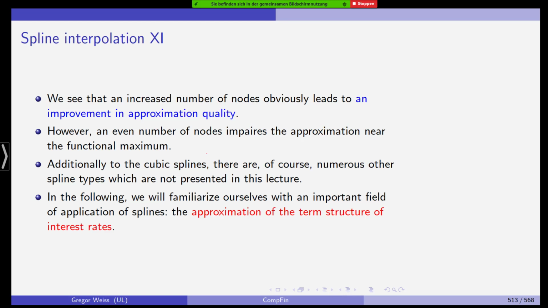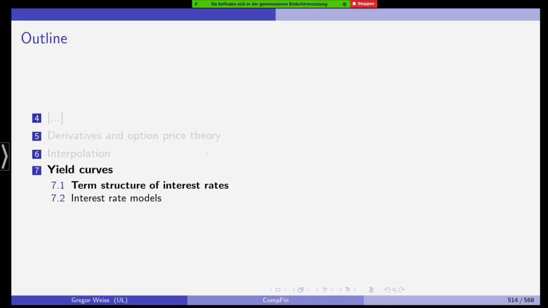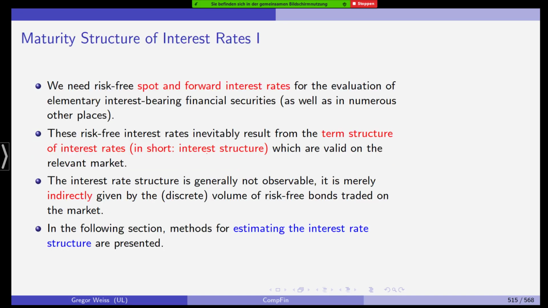And why are we looking at splines in the first place? Because they're used for approximating the term structure of interest rates. And that's what we'll discuss next: term structure of interest rates and interest rate models. Why do we need this? We need risk-free spot and forward interest rates in any context in finance. We always use them in our models, but also in practice, we are always led to the risk-free rate. When we talk about the risk-free rate, it's usually a risk-free spot rate. In reality, we usually have more than one spot rate and more than one forward rate.